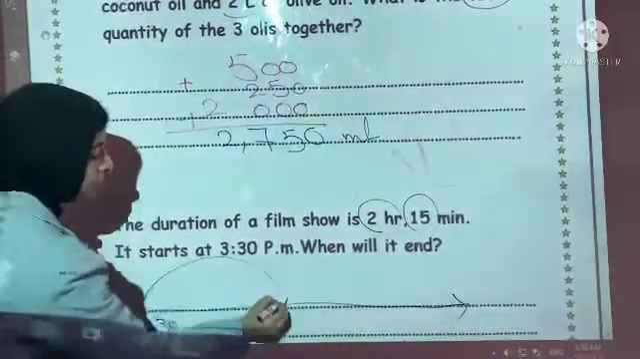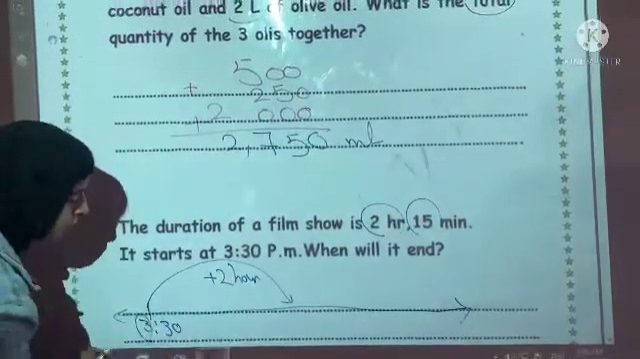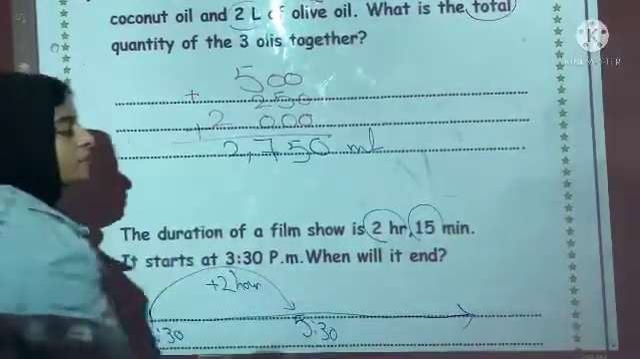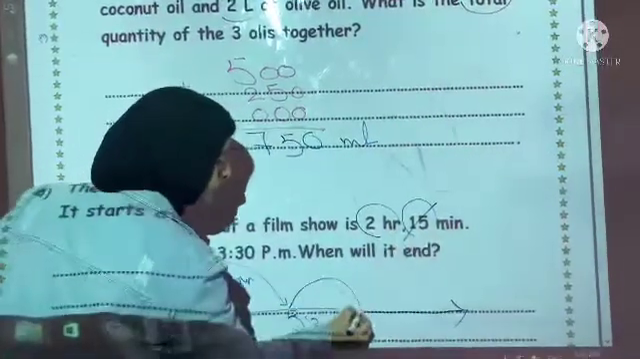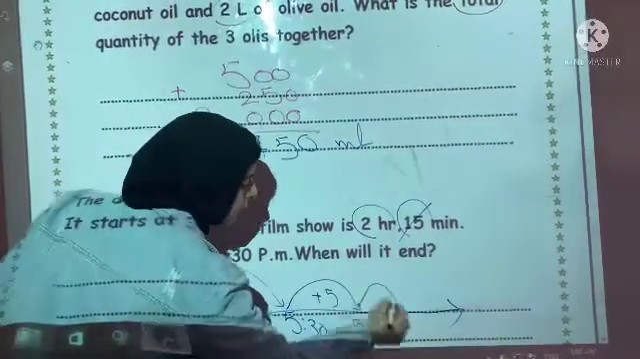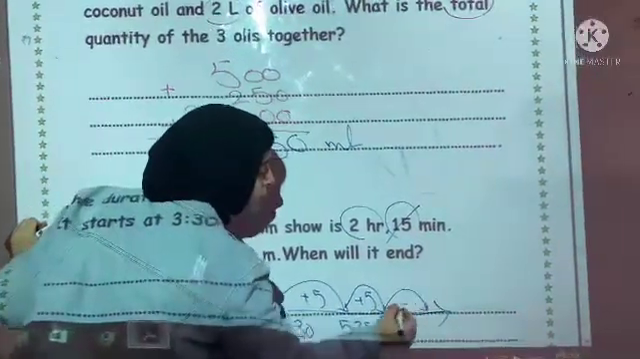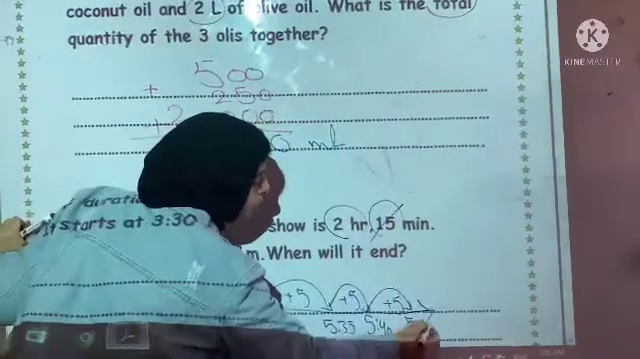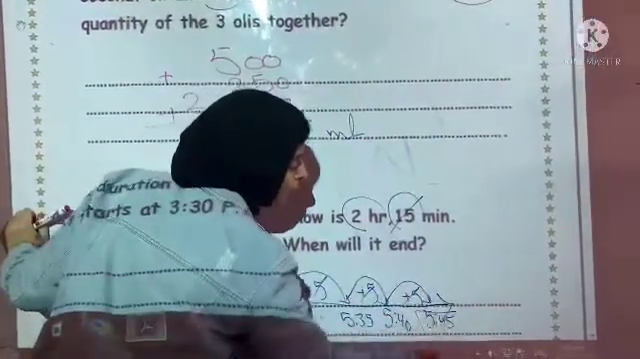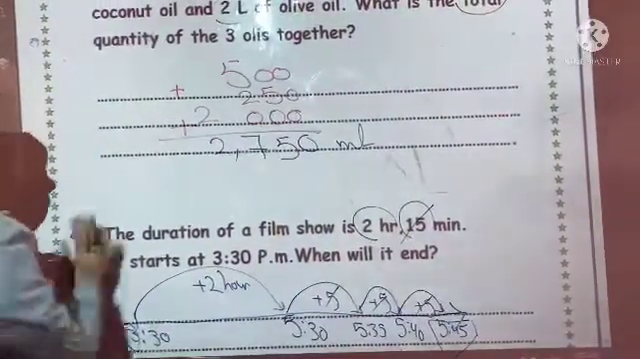So I'm gonna add 2 hours. When I add 2 hours to 3, it will be 5:30. And I'm gonna add another 15 minutes. So plus 5, it will be 5:35. Plus 5, it will be 5:40. Plus another 5, it will be 5:45. Now I add how many minutes? 5, 10, 15. So it will be 5:45. The film will end at 5:45.